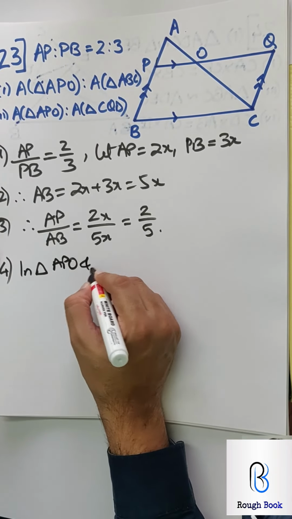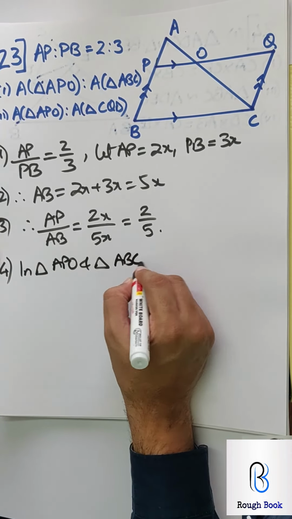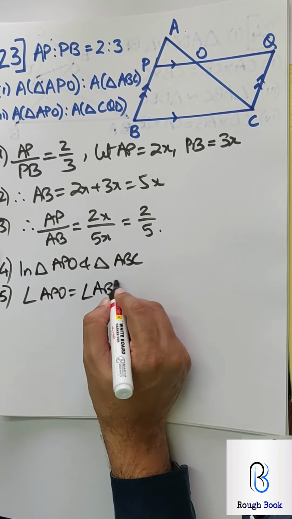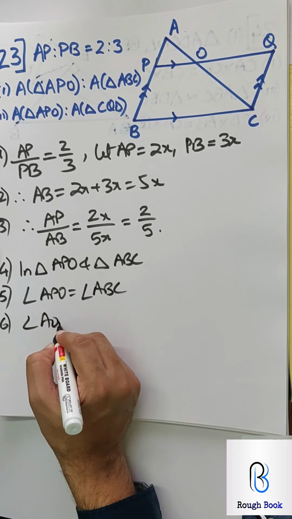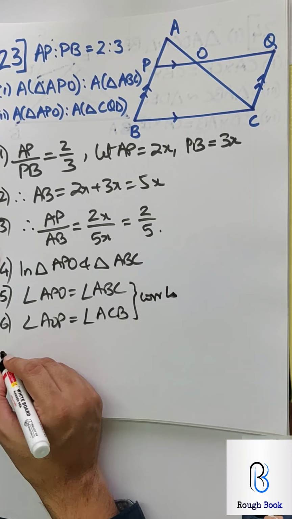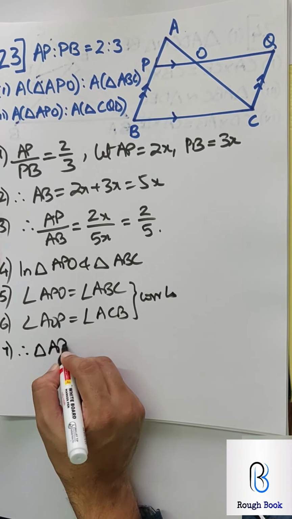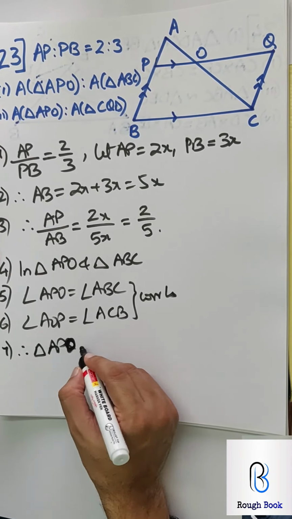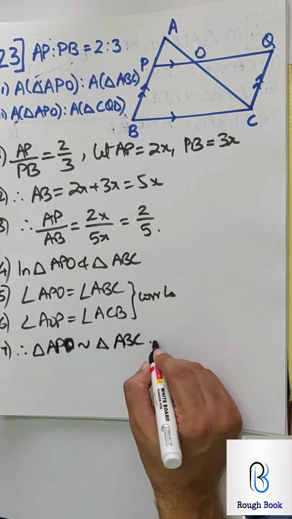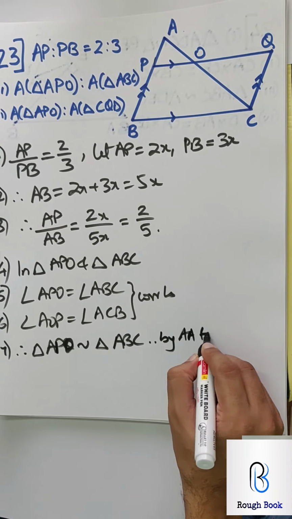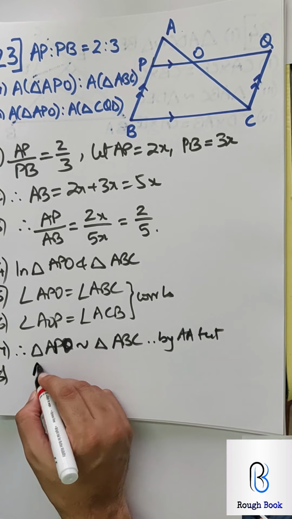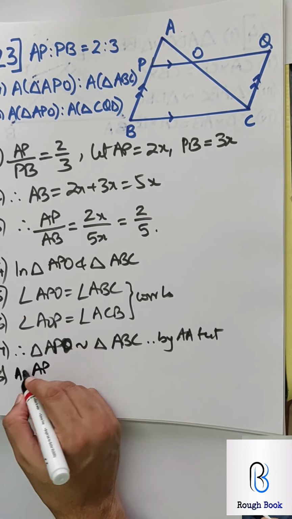So in triangle APO and triangle ABC, angle APO equals ABC, AOP equals ACB, corresponding because lines are parallel, and therefore triangle APO, not Q, sorry, O, is similar to triangle ABC by AA test.